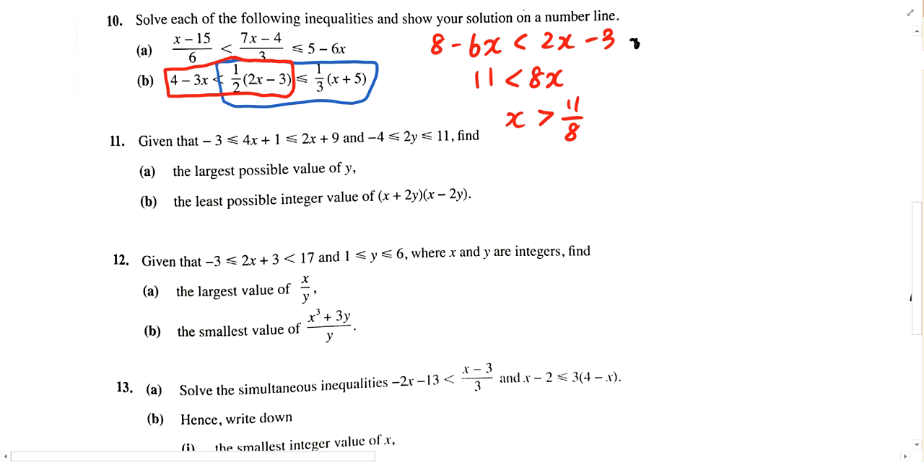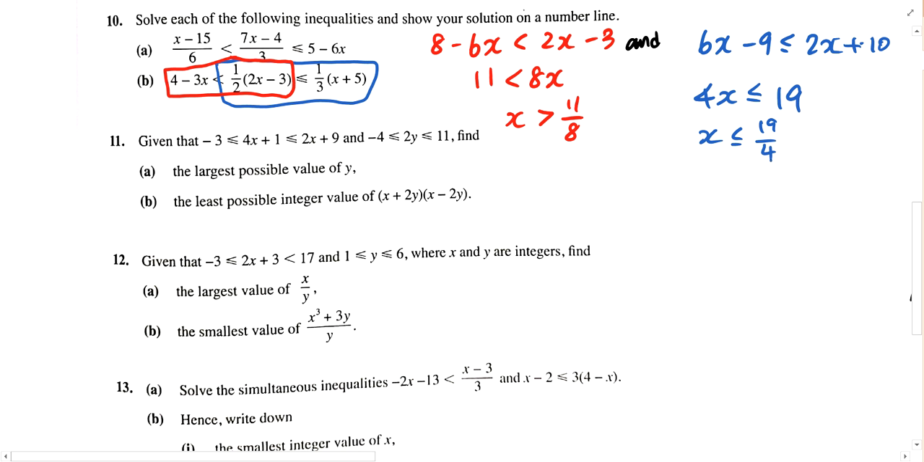And now in blue, we've got to multiply throughout by 6. Okay, so that leaves us with 6x minus 9 less than or equal to 2x plus 10. So I skip some steps over there. Subtracting 2x on both sides, we get 4x less than or equal to, add 9 to both sides, 19. X less than or equal to 19 over 4.